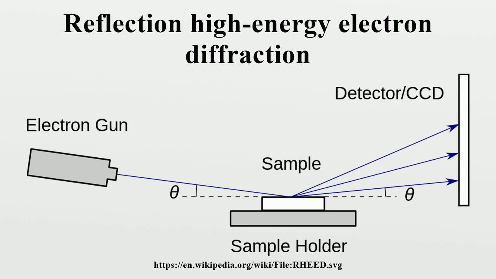MCP-RHEED is a system in which an electron beam is amplified by a microchannel plate. This system consists of an electron gun and an MCP equipped with a fluorescent screen opposite to the electron gun. Because of the amplification, the intensity of the electron beam can be decreased by several orders of magnitude and the damage to the samples is diminished.